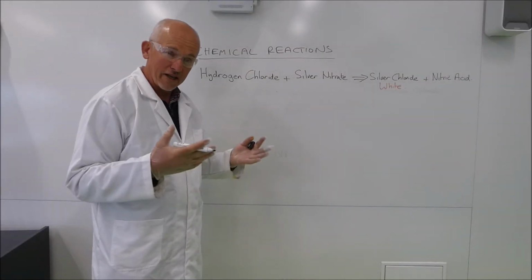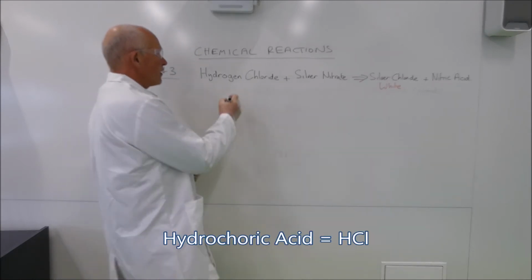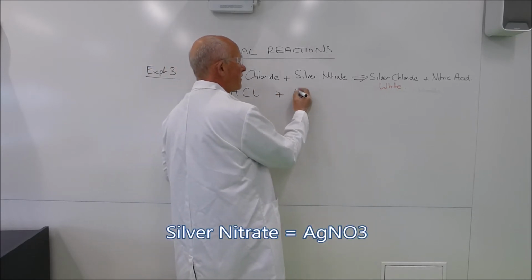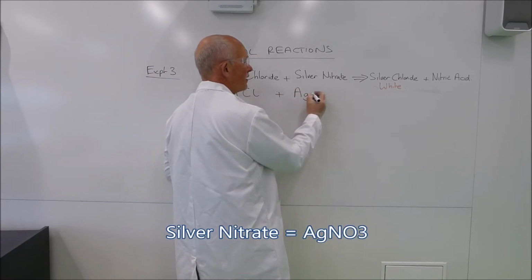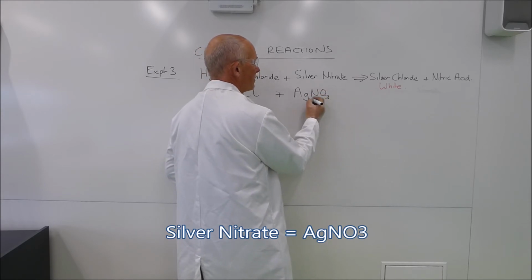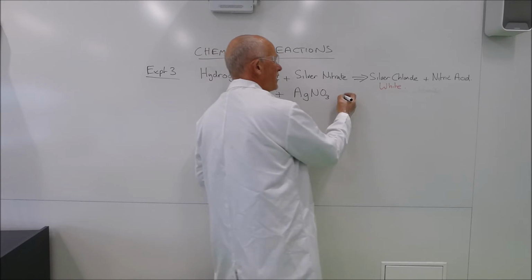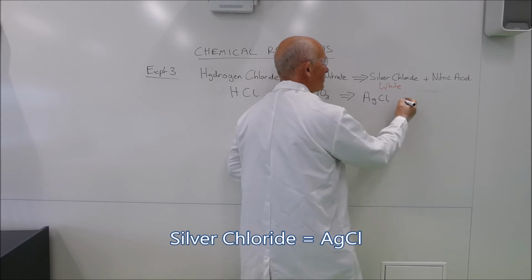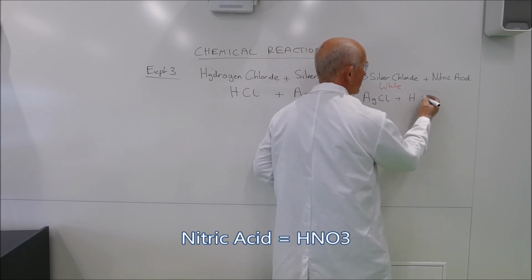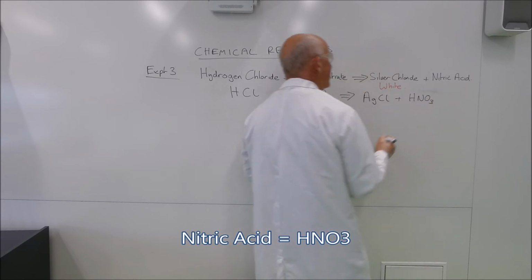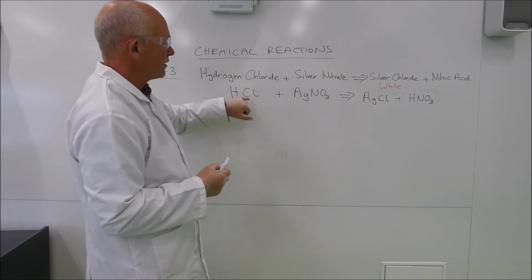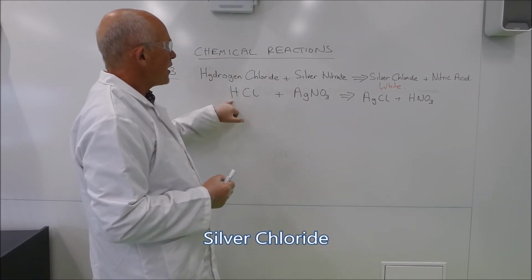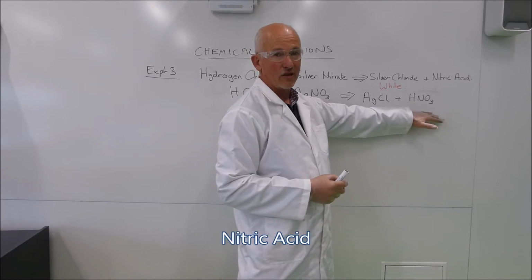So if we look at that in chemical formula terms, we've got hydrogen chloride, which is hydrochloric acid, HCl, plus silver nitrate, AgNO3, where Ag is silver and NO3 is nitrate, gives us silver chloride, AgCl, plus HNO3. So if we look at that carefully, you can see that the chlorine and the silver have come together as silver chloride. The hydrogen and the nitrate have come together as nitric acid.